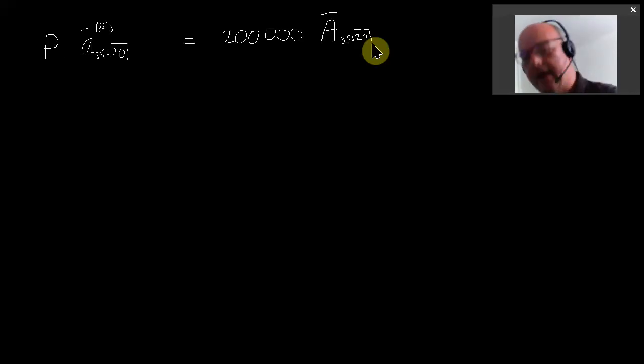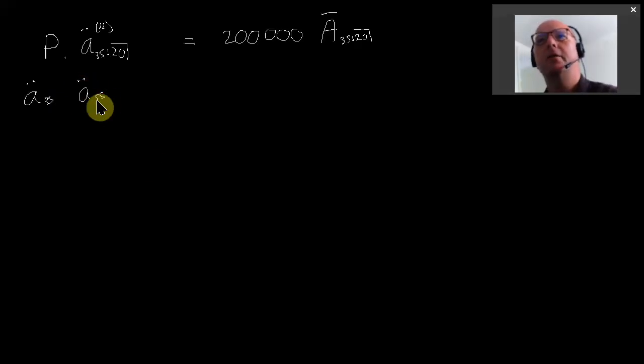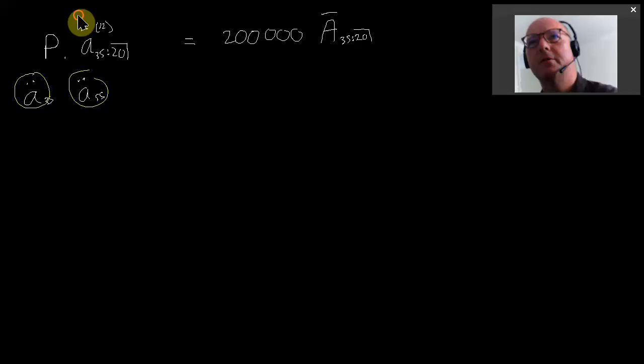So we have in our tables, all we've got is ä35. Okay, we do also have ä55. Okay, and using that information and that information, we've got to get that. Okay, so let's just apply what we know.